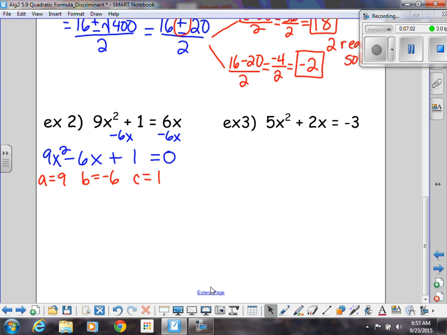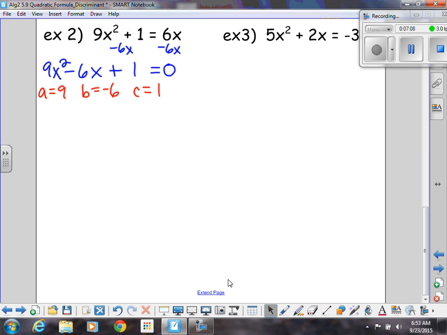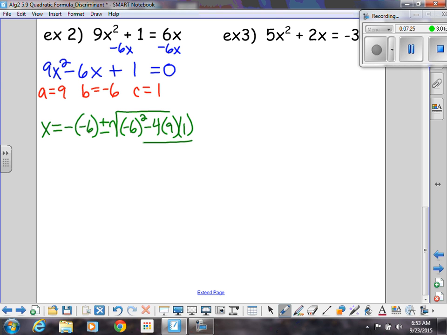So now let's plug in to the quadratic formula. And again, make sure you're using parentheses when you plug into the quadratic formula. So I'm going to have x equals negative (b) plus or minus square root of (b) squared minus 4 (9)(1) all over 2 times 9. So now let's simplify. I'm going to take care of all the parentheses.